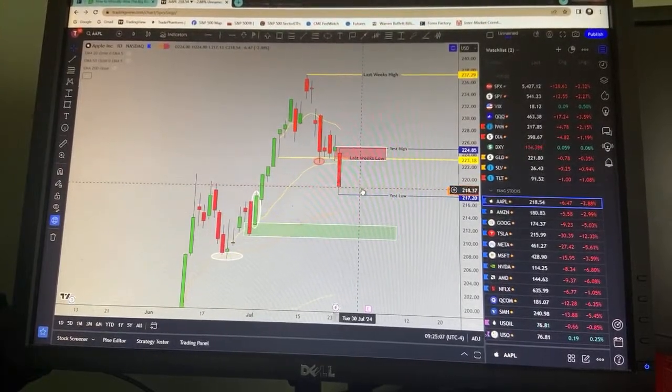So be careful with Apple this morning. Okay, we already broke down, but the middle of the location is not stellar. So be careful with this one.